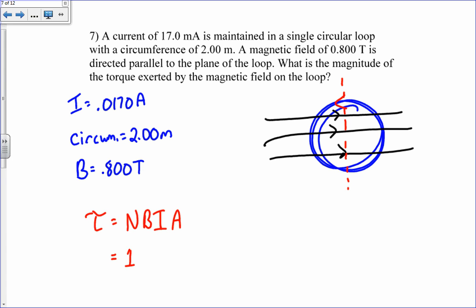N is equal to 1. That's the number of turns of wire. This is just a single circular loop. B is 0.800 Tesla. I is 0.017 amps.